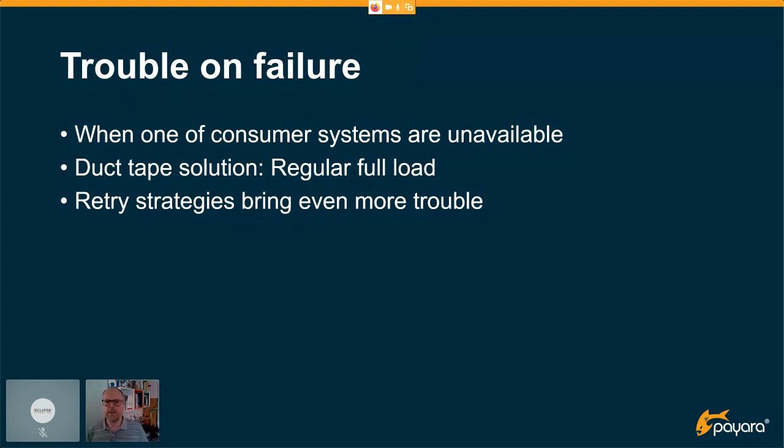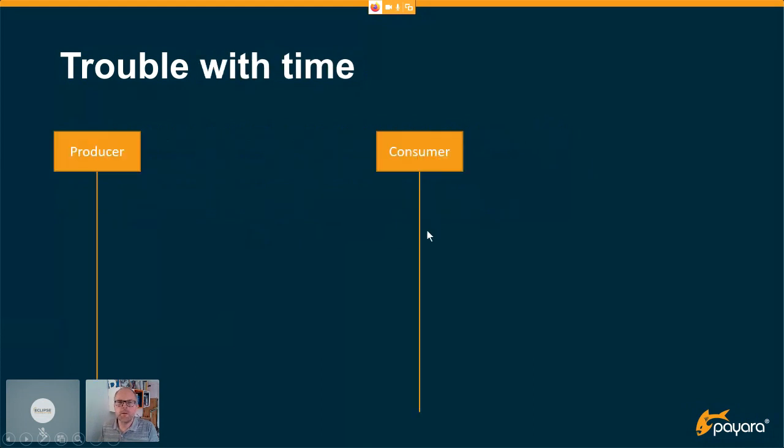And then things really get complicated. When we employ retry strategies, we suddenly get into a problem recognizing the ordering. And this brings us to trouble with time, which is what happens now.